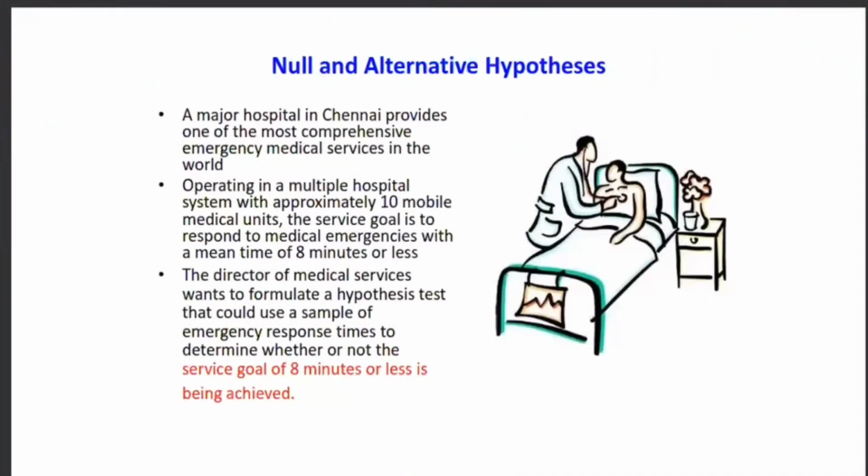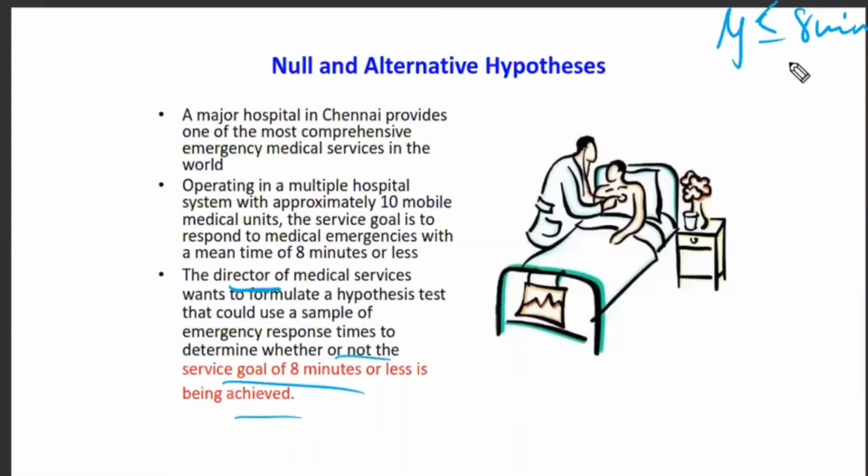So here the case is that a major hospital in Chennai provides one of the most comprehensive emergency medical services in the world. Operating in a multiple hospital system with approximately 10 mobile units, the service goal is to respond to medical emergencies with a mean time of less than or equal to 8 minutes. They want to reach within less than or equal to 8 minutes. The director of the medical services wants to formulate and check whether this service goal is being achieved or not. From whose perspective we have to see it is the director of the medical services.